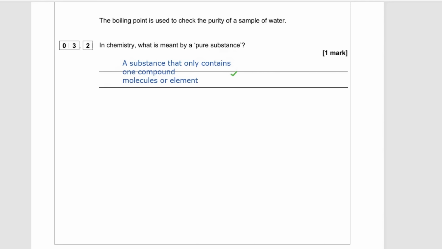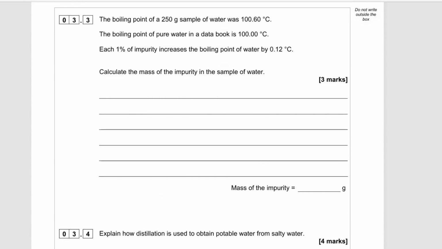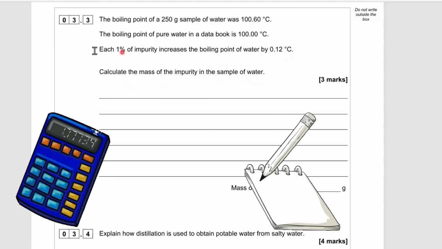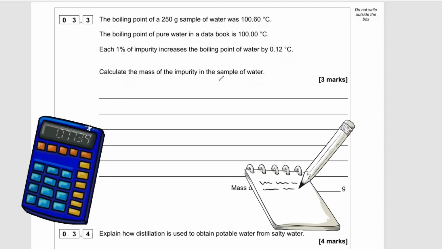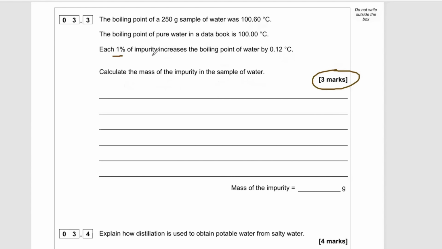And so that is going to get you 1 mark. Okay, let's move on to question 3.3. The boiling point of a 250-gram sample of water was 100.60 degrees. The boiling point of pure water in a data book is 100 degrees. Each 1% of impurity increases the boiling point of water by 0.12 degrees. Calculate the mass of impurity in the sample of water. I suggest you bust out your calculator, grab some paper, grab a pen, have a go at this one. It's one of them difficult mathematics in science, kind of mental maths.